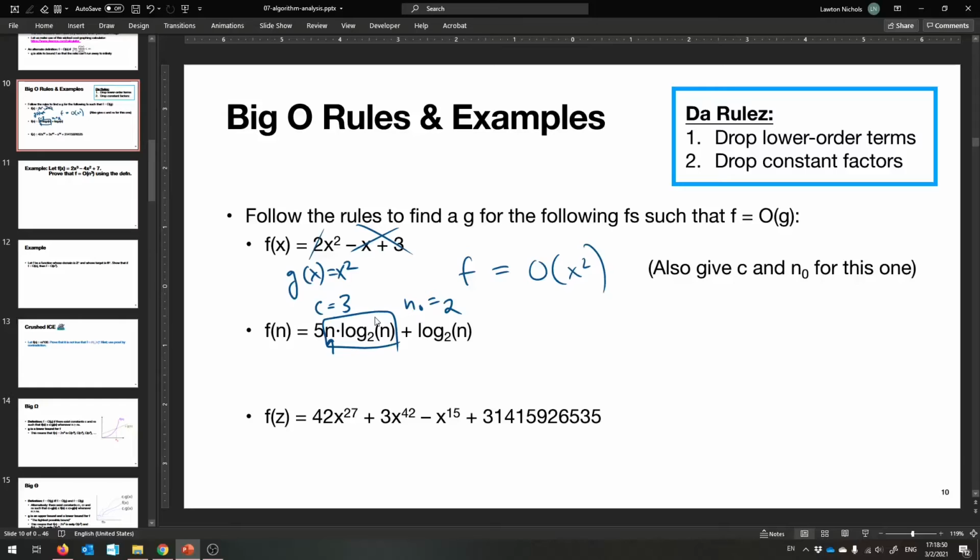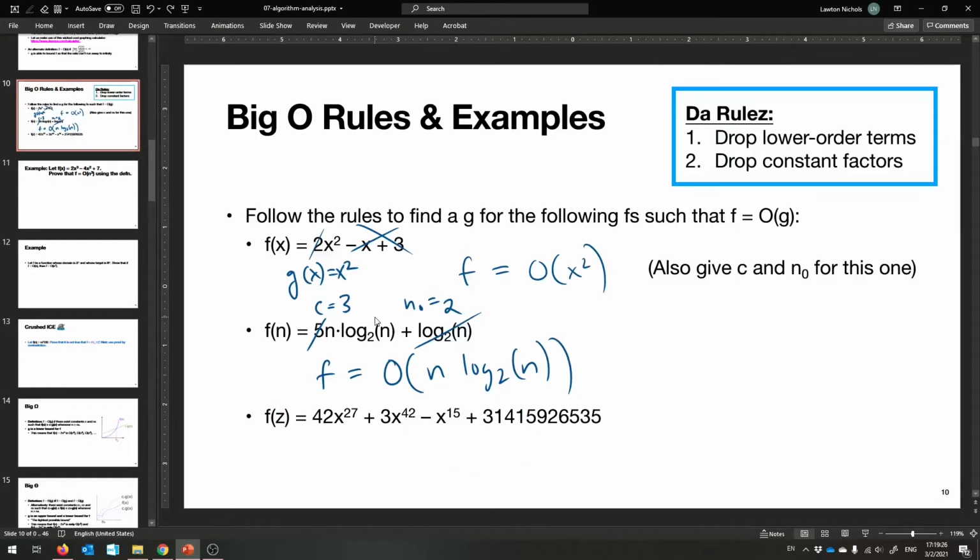bigger. N times log of n is bigger than just log of n, okay? And they go together. You can't combine this into here. Doesn't make sense. Okay, that's the idea. So this goes away, and then we drop constant factors from this one, and n is not a constant factor. It needs to stay. It makes the function bigger, but we can drop the 5, okay? So we say that f is big O of n log base 2 of n. Okay, that's the trick.